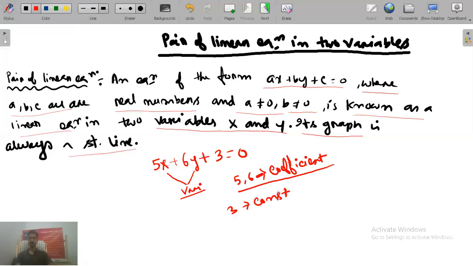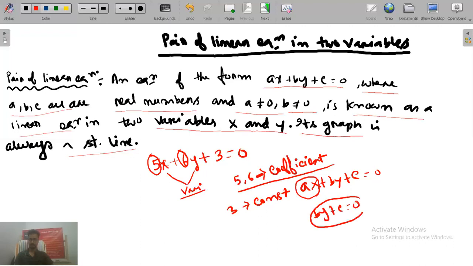To be a linear equation, the coefficient a cannot be equal to 0. Suppose one coefficient is 0, then it will not be a linear equation. The form is ax plus by plus c equal to 0. When a is 0, this term is finished, and it becomes by plus c equal to 0, so it is not a linear equation. The first condition is that the form should be ax plus by plus c equal to 0. It can be negative or positive, the sign doesn't matter, but the form should be this one.